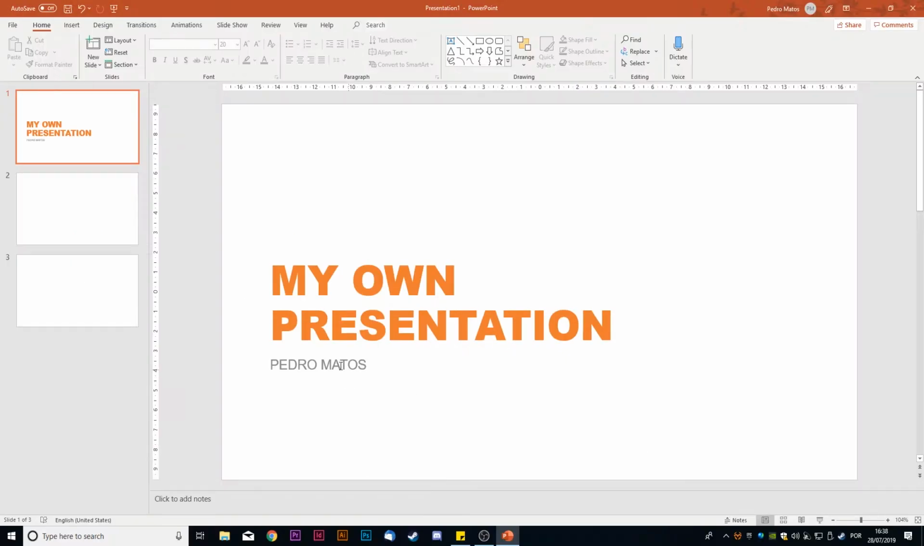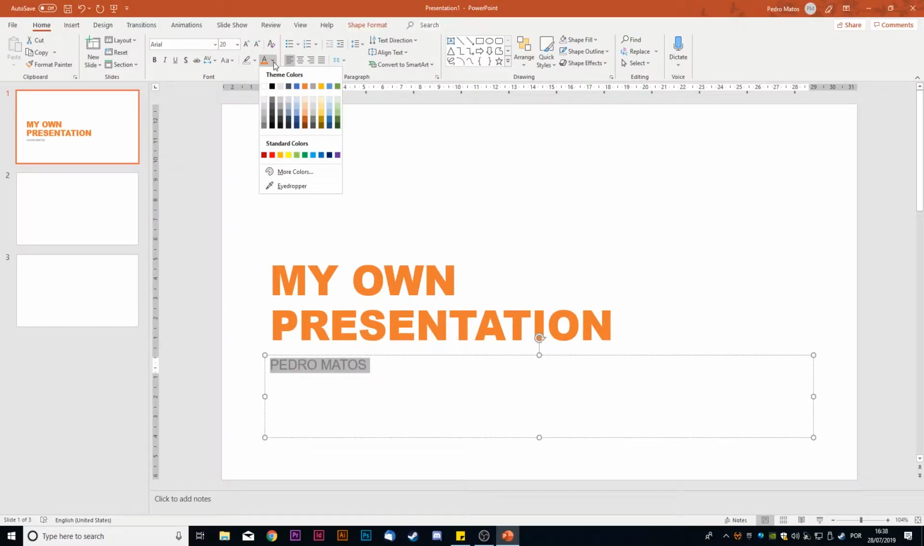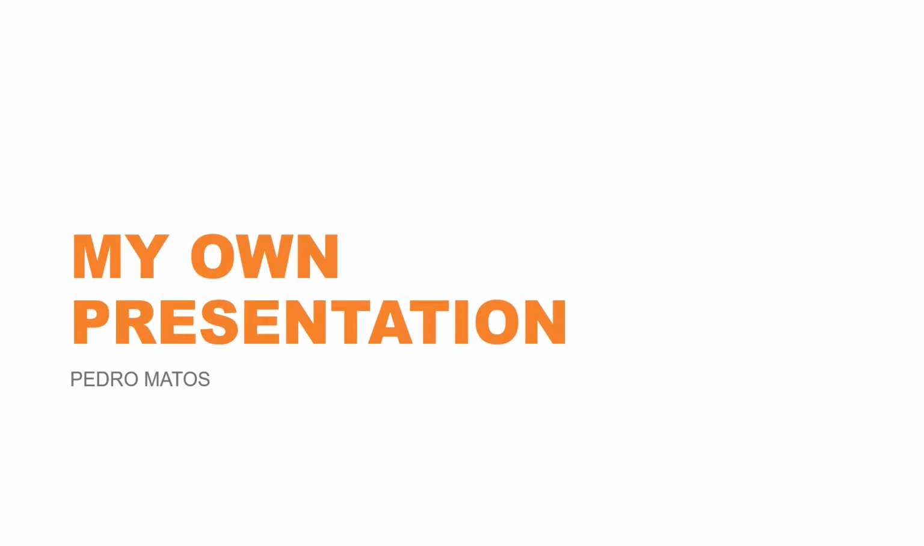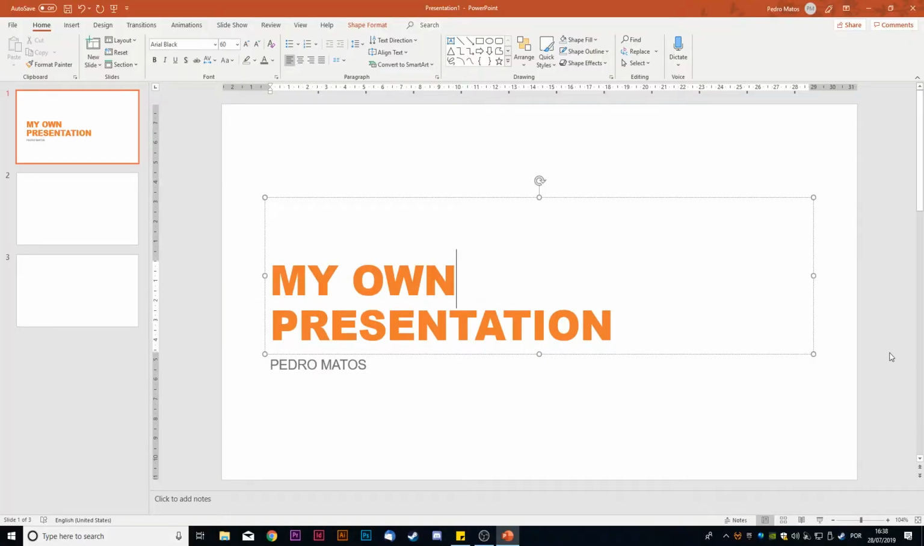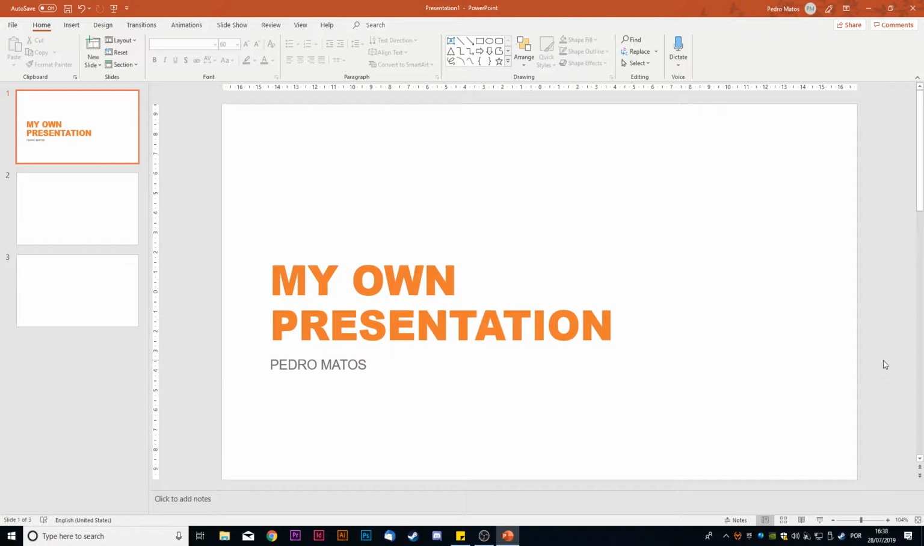I'm going to change the color of this one to something more grayish, like this one, not so light like this one. Let's see. Yeah, perfect. So, my own presentation and my name. If you want to place another title or do another presentation, be my guest. This is just a structure for you to understand how to create an interactive presentation from blank.